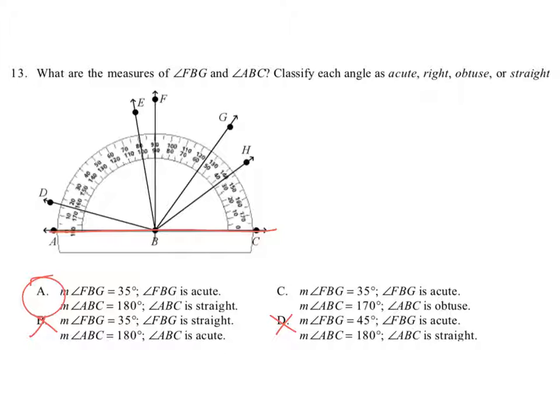By the way, just to look at this, we already knew that this first part was true on both of these. So if we look at what remains down here, it says measure of angle ABC is 170 and it is obtuse. Well, if it was 170, it would be obtuse. But this is straight. It's not. There's no bend in it at all at the vertex B, so it can't be less than 180.